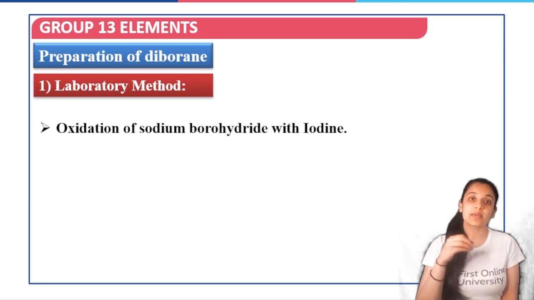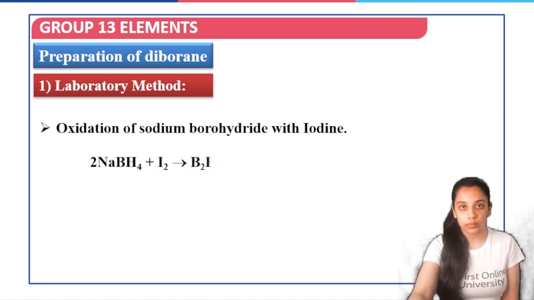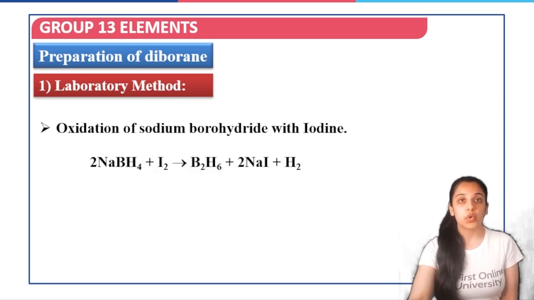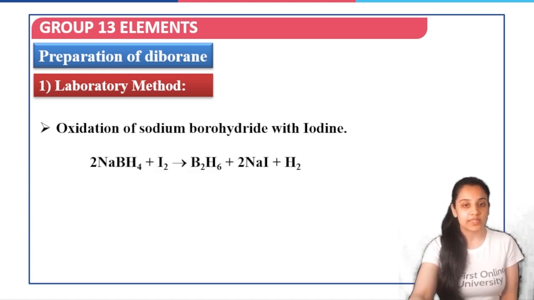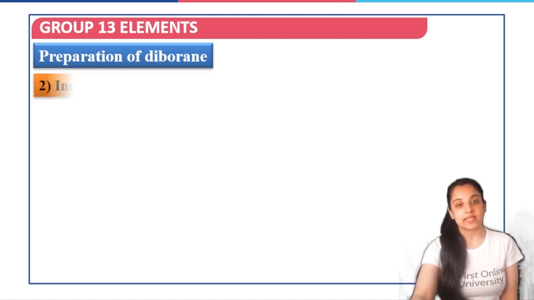So the one that is capable of getting oxidized, its oxidation with iodine is what we are doing here. That is, NaBH4 on reaction with I2 will give B2H6, NaI, and H2 is going to be liberated. So again, the reducing agent NaBH4 is actually getting oxidized to B2H6.